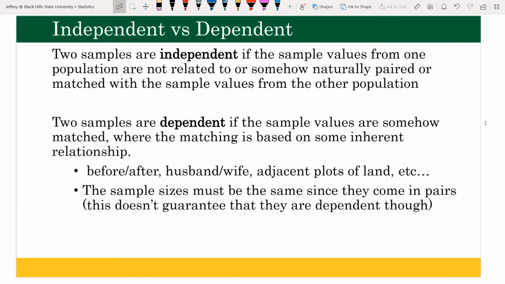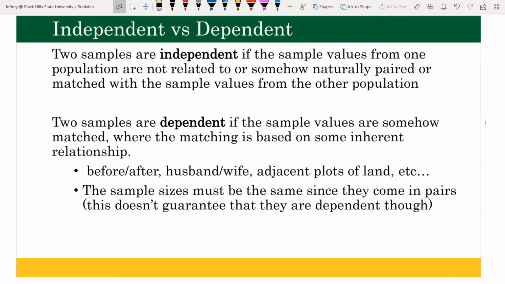Now, if they are in fact dependent samples, that basically means that they have something in common or that they're matched or paired in some way. Some examples where they are naturally paired are before versus after treatment has been applied. The idea is that you use the same patient in both samples. So you measure something about the patient or subject before you do the treatment, and then you measure them after the treatment.